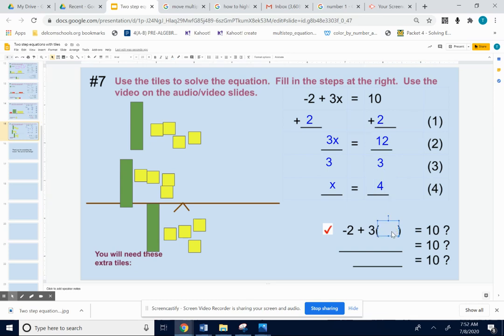You should be putting 4 in where the parentheses is. We have negative 2 plus 3 times 4. You have to multiply first, right? So on the left side, we have negative 2 plus 3 times 4, which is 12. So we have negative 2 plus 12. When you add a negative 2 and a 12 together, you get 10. So we get 10 is equal to 10. That tells us that x equals 4 is the correct solution.